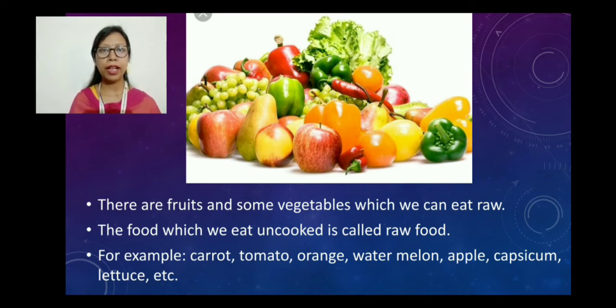Okay, now capsicum can be eaten raw as well as cooked. Tomatoes as well, they can be eaten raw and also as cooked food. So there are some vegetables which can be eaten raw as well as cooked, but fruits are mostly eaten raw. The food which we eat uncooked is called raw food. For example, carrot, tomato, orange, watermelon, apple, capsicum, lettuce, etc. So these are some of the vegetables and fruits which can be eaten raw.